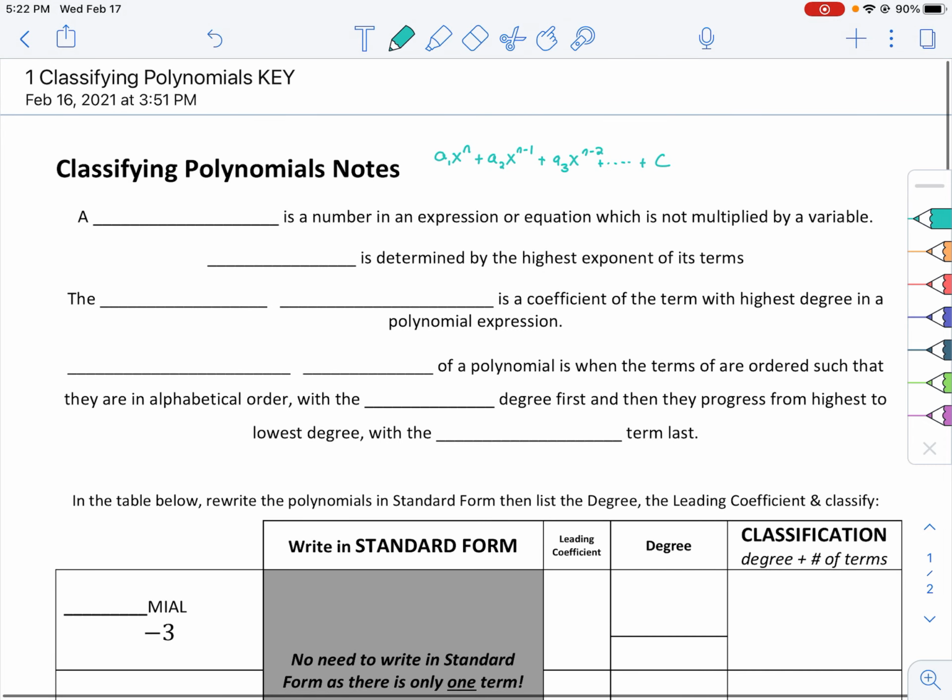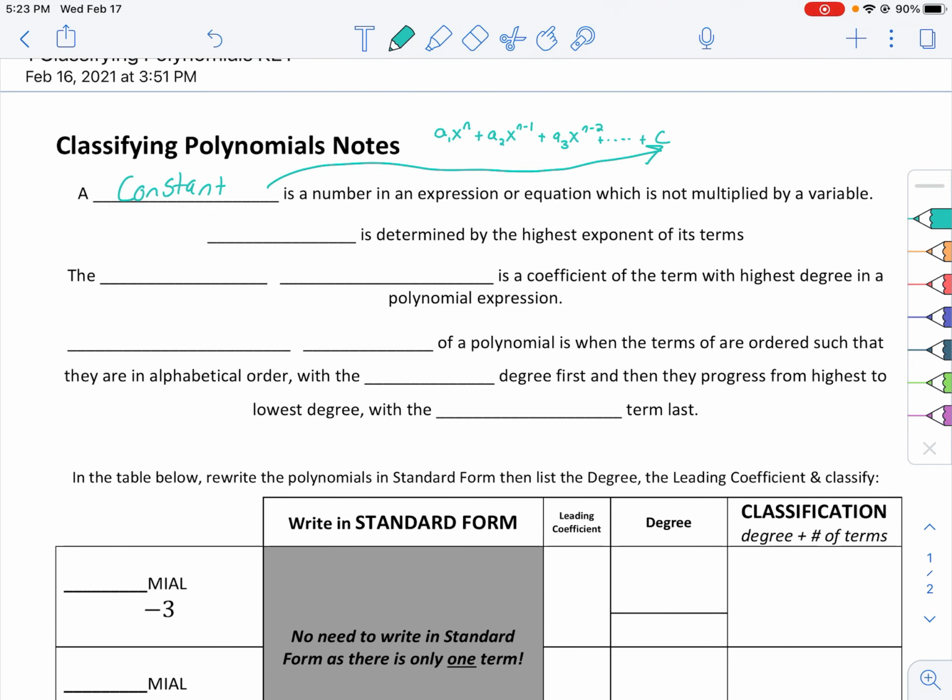So what does this look like? Let's talk about a couple things in here. A constant is a number in an expression or equation which is not multiplied by a variable. So in this instance, the constant term is at the very end of this equation.